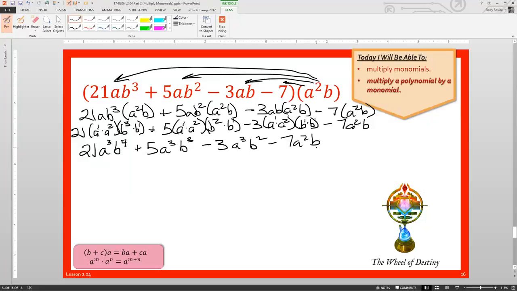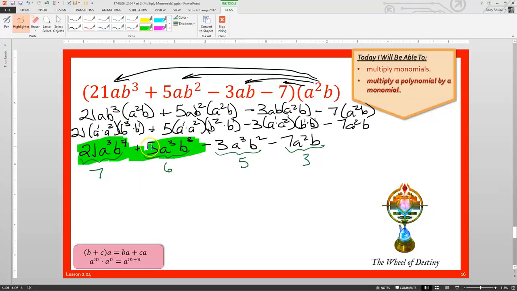Let's see if this is actually in standard form. So let's just look at the degrees of these terms. This one is a degree 7 because of 3 plus 4. This one, 3 plus 3, is degree 6. This one here is 3 plus 2, so it's degree 5. And this one here is 2 plus 1, so we have a degree 3. So it does look like it is written in standard form, and we are golden.